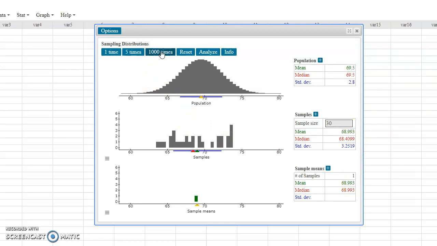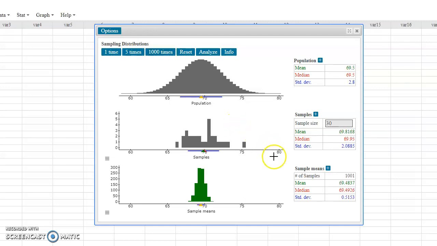Now I'm going to take 1,000 samples of size 30. Each time I'm going to calculate the mean of the sample, which has a size of 30 now. And now we have 1,001 means. Here's the distribution on the bottom of the 1,001 sample means. So you can see it has a much narrower distribution, but it still looks fairly bell-shaped. So now let me jump ahead and take 5,000. Now we have 5,001.